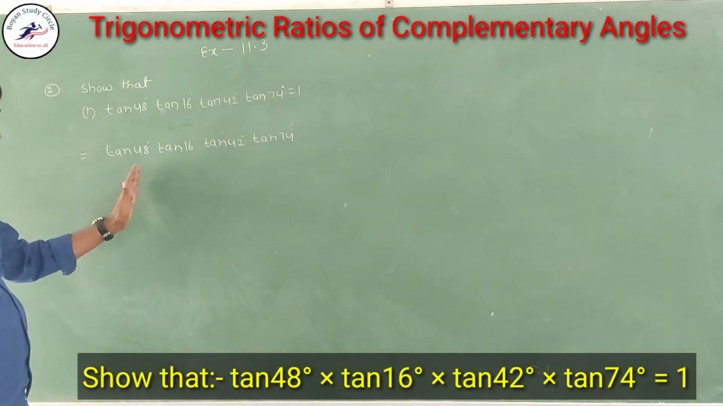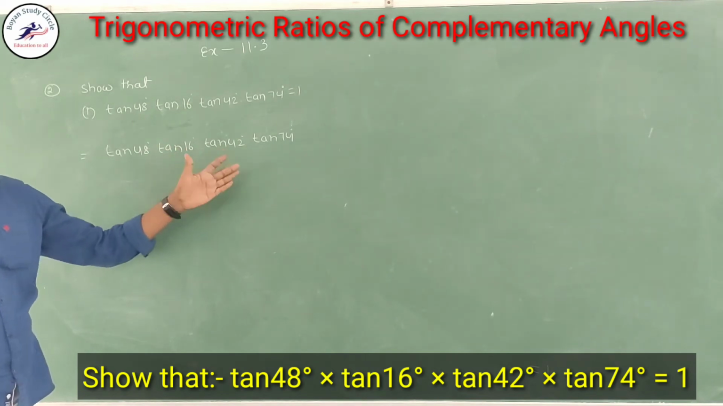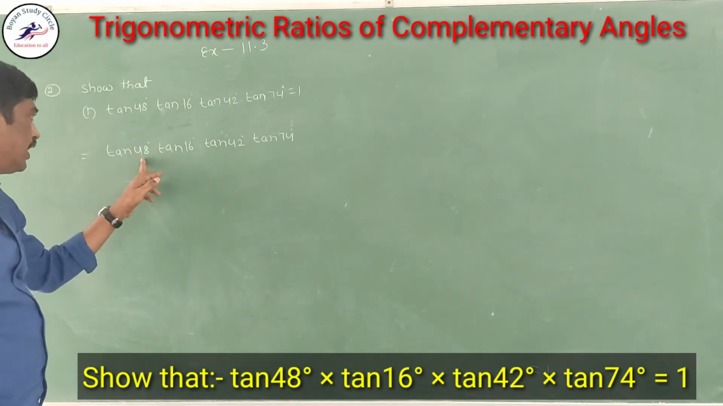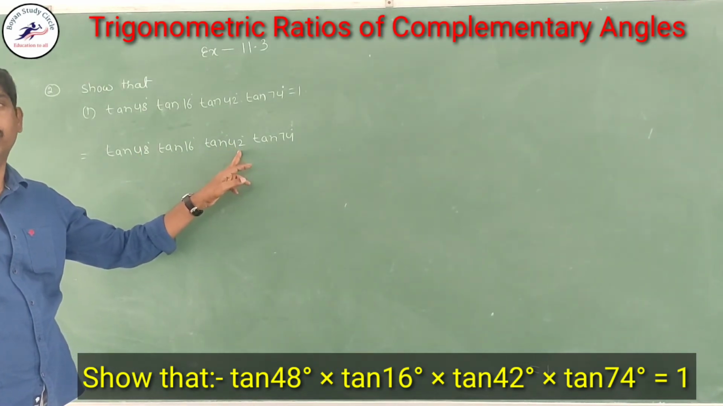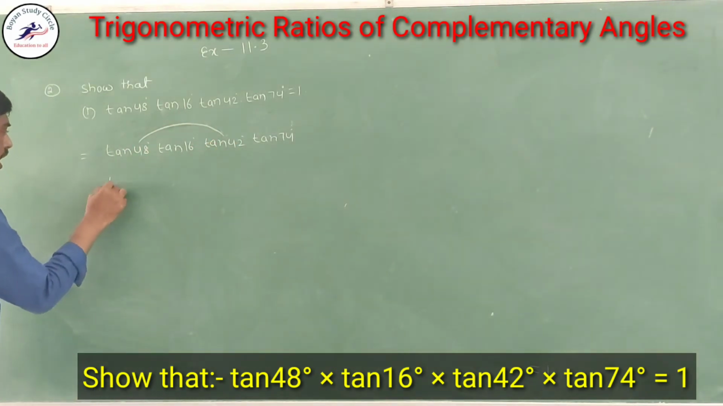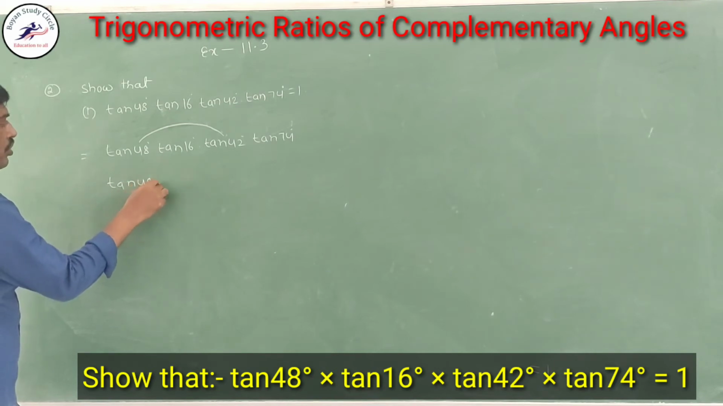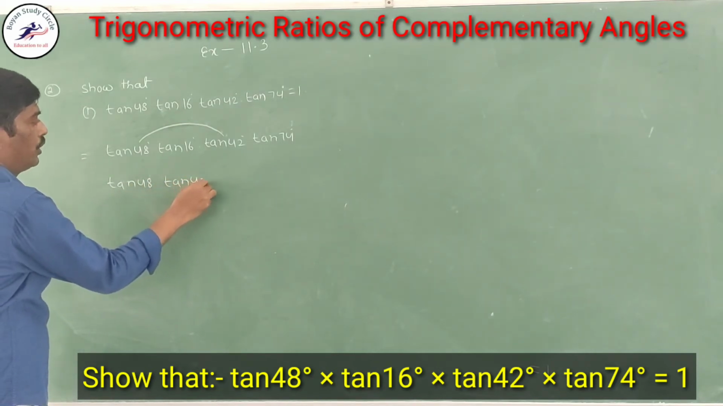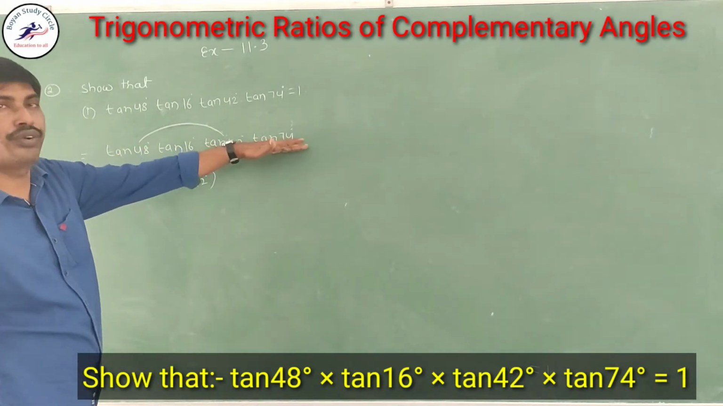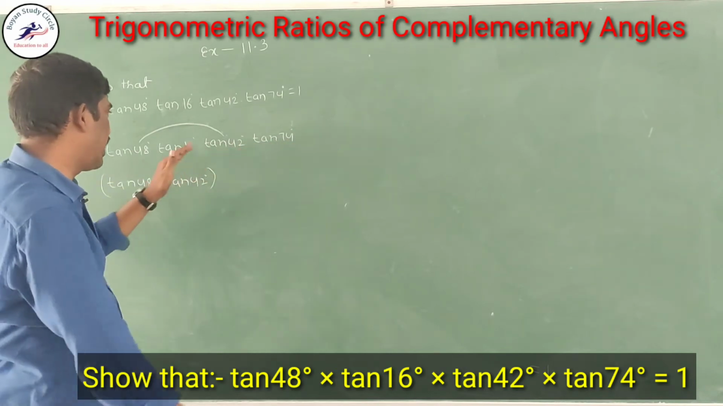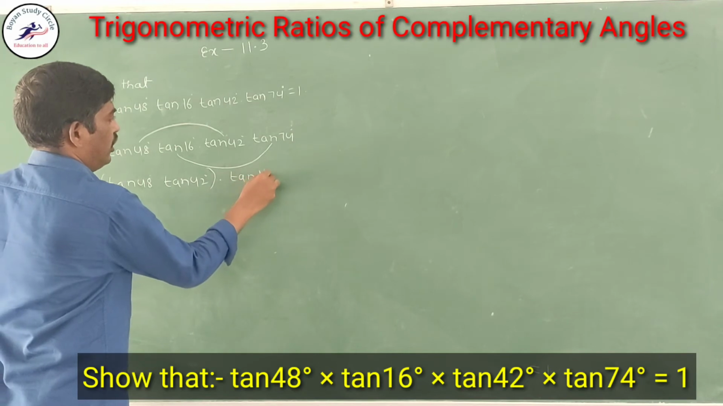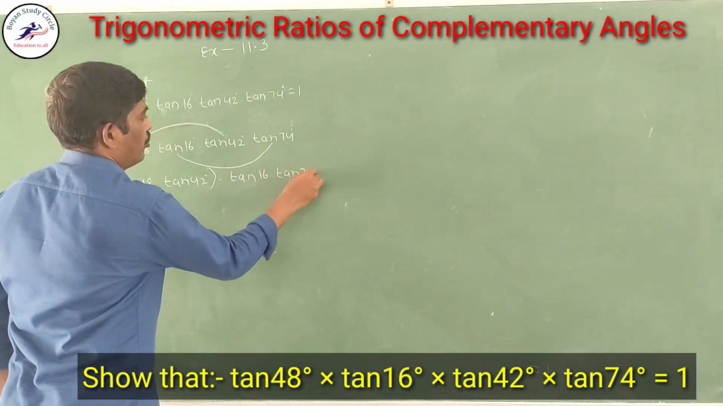Okay. So see, here we are going to write the pairs of complementary angles at one place. So here 48 degrees plus 42, that is equal to 90 degrees. So we have to pair these two values. Okay. So tan of 48 degrees into tan of 42 degrees. Okay, this is one pair. Okay, next see, tan 16 degrees plus 74, that is also equal to 90 degrees. So we have to pair these two. Okay, so into tan of 16 into tan of 74 degrees.